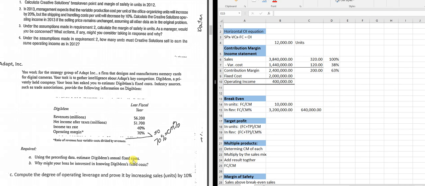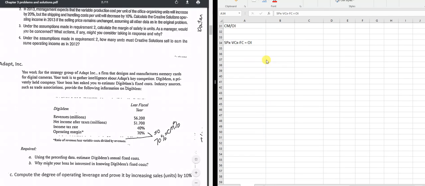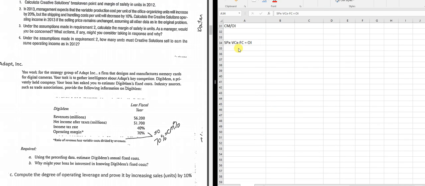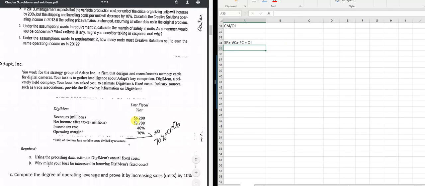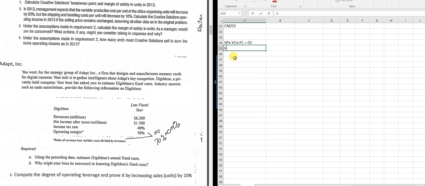Okay, this one I put in here because you're trying to figure out their fixed costs based on when you have a tax rate. So I'm going to throw it into this problem and I'll change it in just a second. I'll write out the numbers and I'll go over here and calculate it. Then I know 6,200 are my revenues, so selling price times X is my revenues. And then I'm going to subtract my variable costs times the number of units minus my fixed costs, and that's going to equal my operating income. Okay, so I'm going to change these numbers as I go along.